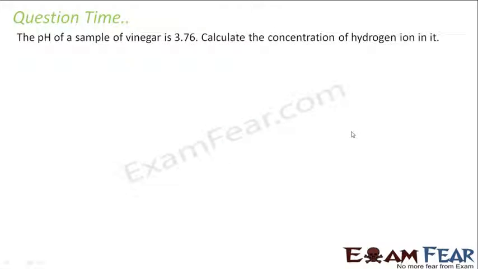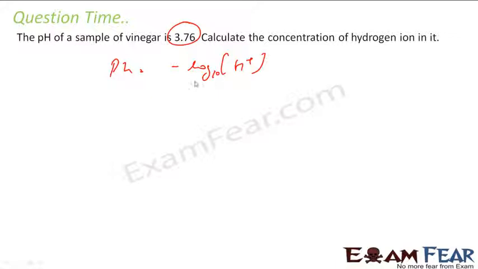So here you have to find the pH of a sample of vinegar. The pH is given as 3.76. We have to find the concentration of H plus ions. So pH is nothing but minus log of H plus ions to the base 10. So H plus ion is nothing but 10 to the power minus pH. Right? That is nothing but, or let's take the anti-log. You can take this value also, this comes to 10 to the power minus 3.76, or this is nothing but 1.74 into 10 to the power minus 4.